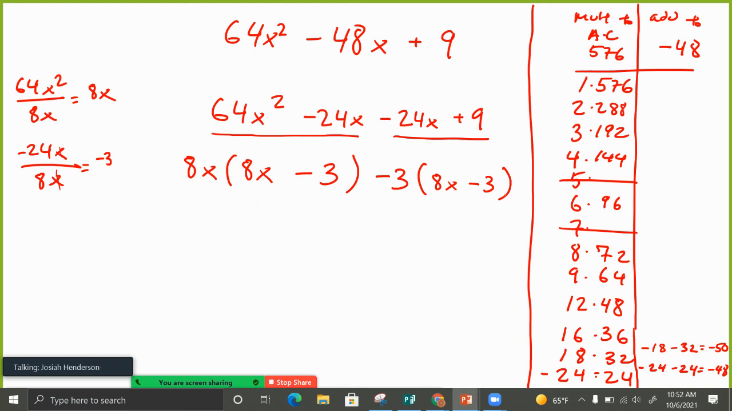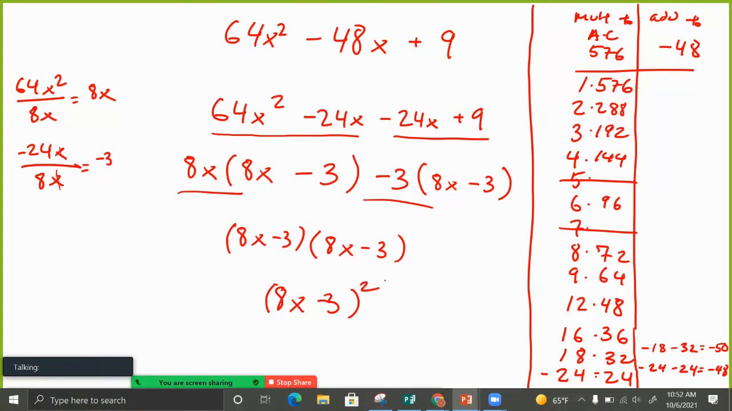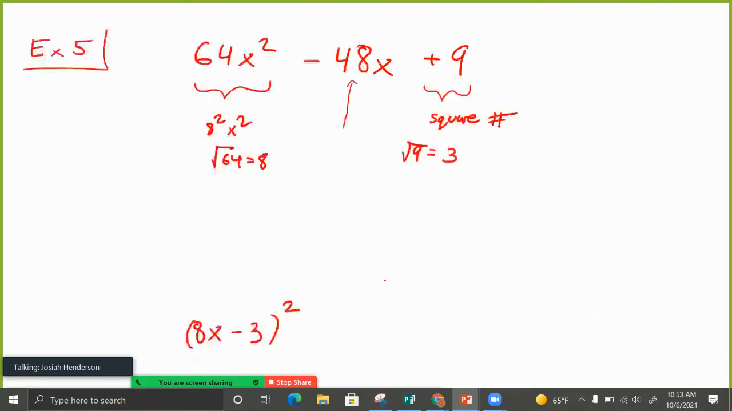And now we've got our matching parentheses. Cool. So pull that out. 8x minus 3. In the leftovers, and this is actually a perfect square. 8x minus 3 to the second power, which is what Aaron had, I think. Yep.